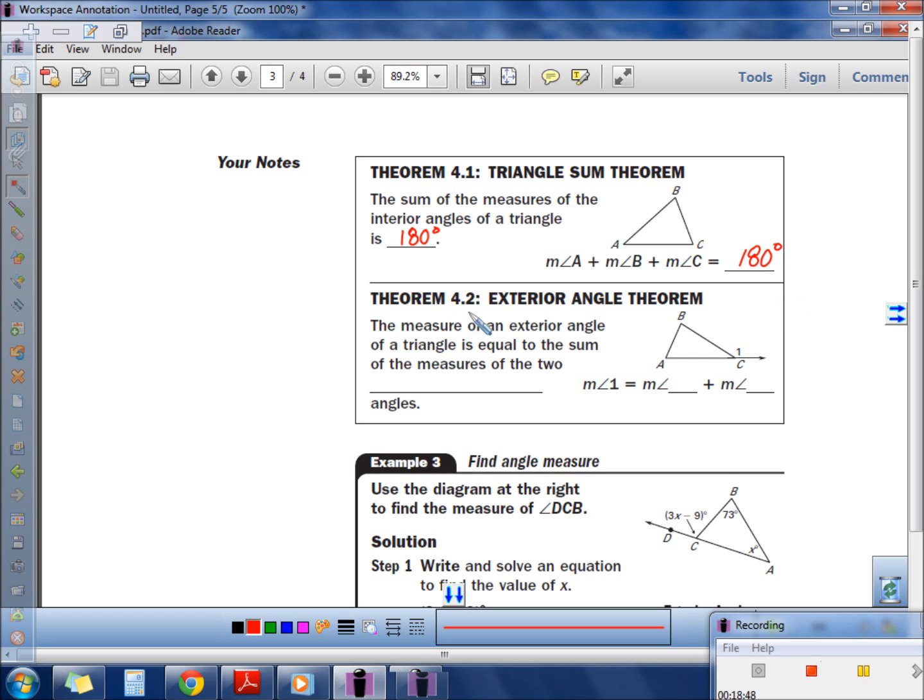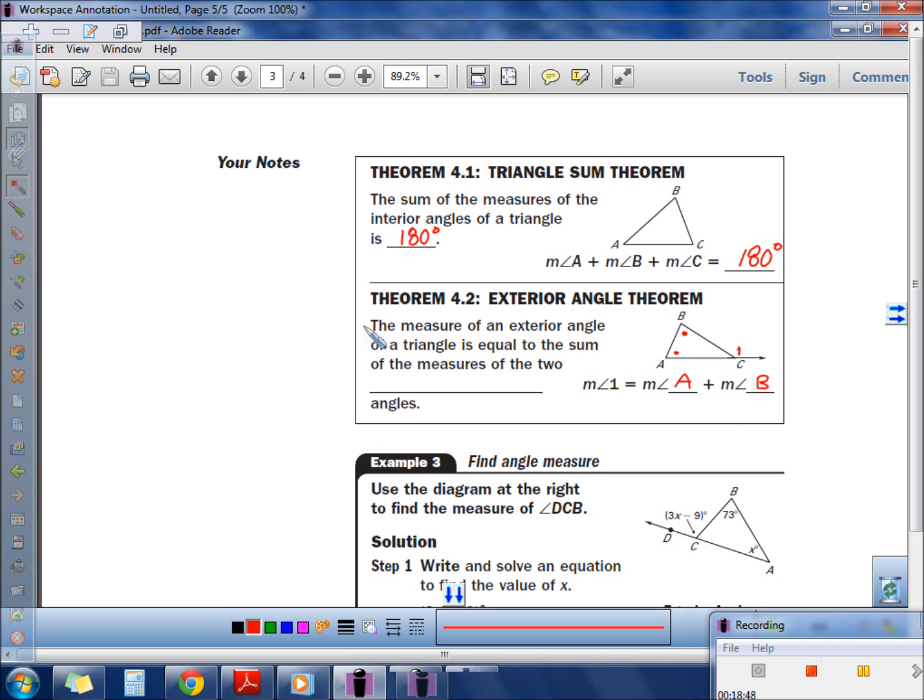But now here's a little tricky one. It's the exterior angle theorem. So it's talking about to find this angle 1 out here, you have to add two angles together. And it's actually adding these two that are far away from it on the inside. So angle A plus angle B will give me the value for angle 1.